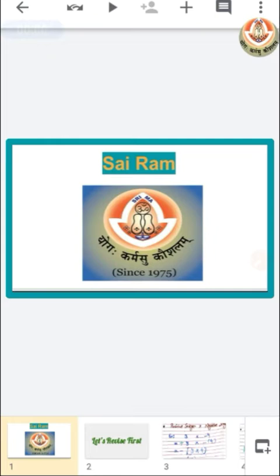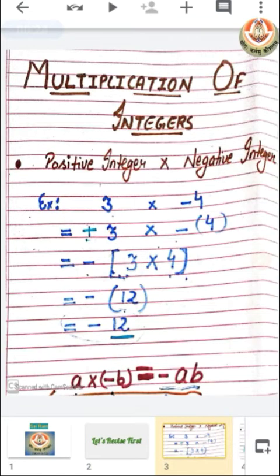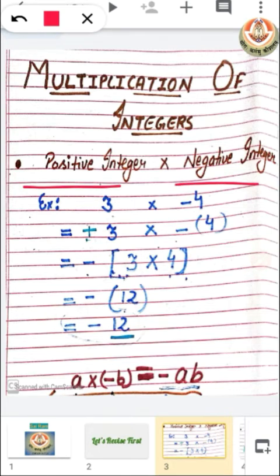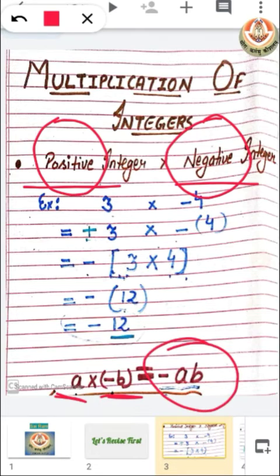So class, before starting our class, let's revise what we had studied in previous classes, as revision is always necessary and very useful. First, we learned about the multiplication of integers. We know that when two integers, one of which is positive and one is negative, are multiplied, then we get a negative integer as the answer. That means, in short, a positive and a negative integer give a negative integer as the result of multiplication.